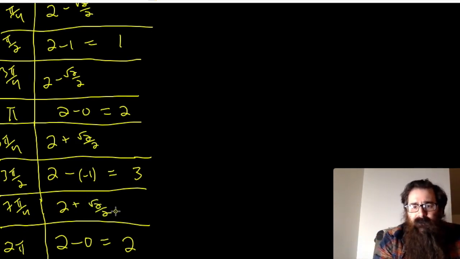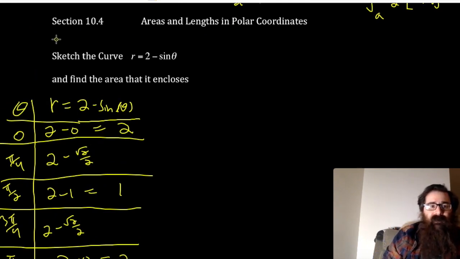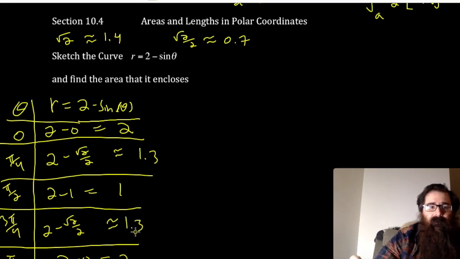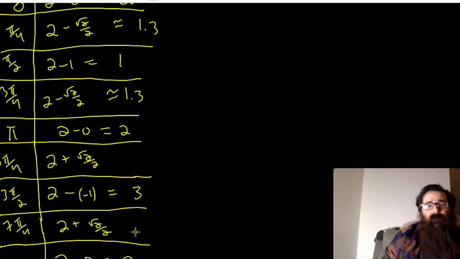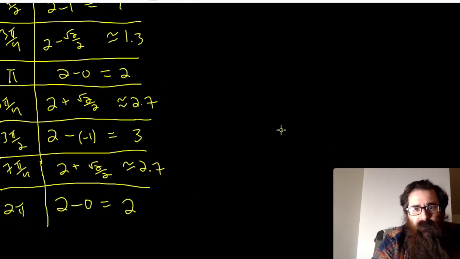Now these as exact values are wonderful, but difficult to work with, difficult to graph. So I would want to know what they look like with some sort of decimal approximation. And I would say to keep in mind that square root of 2 is about 1.4, roughly. So then radical 2 divided by 2 is about 0.7. And I'd say, well, let me see if I can get an approximation. This is about 2 minus 0.7, which is about 1.3. And then 2 plus about 0.7 is about 2.7. So I get these rough approximations of what I'm looking at.